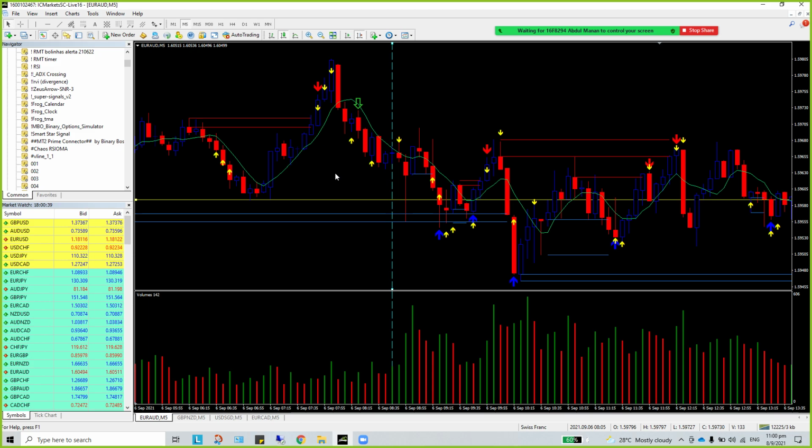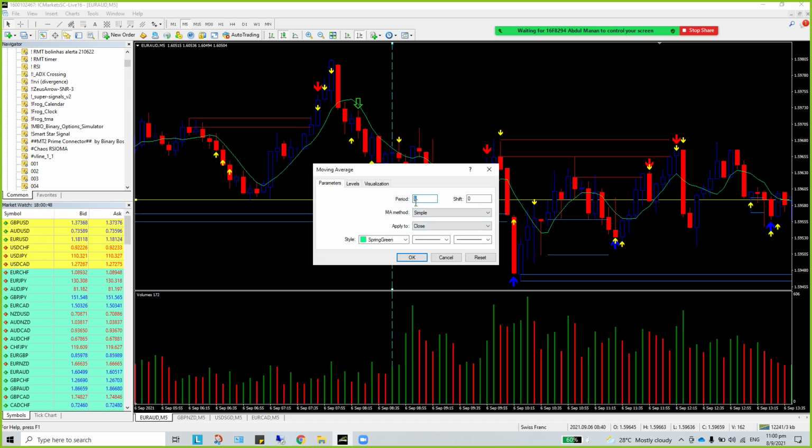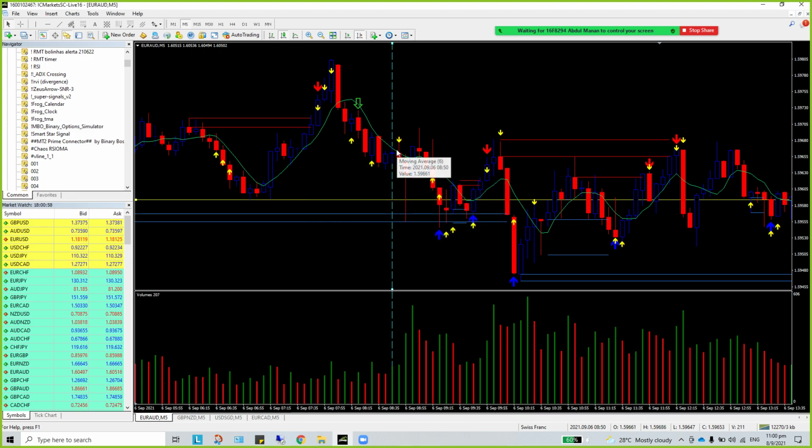Okay, and what is the moving average support and resistance? Usually I'm using 6 or 10. No, I'm not talking about the inputs, I'm talking about the strategy. No, I didn't get you. What is the moving average support and resistance?